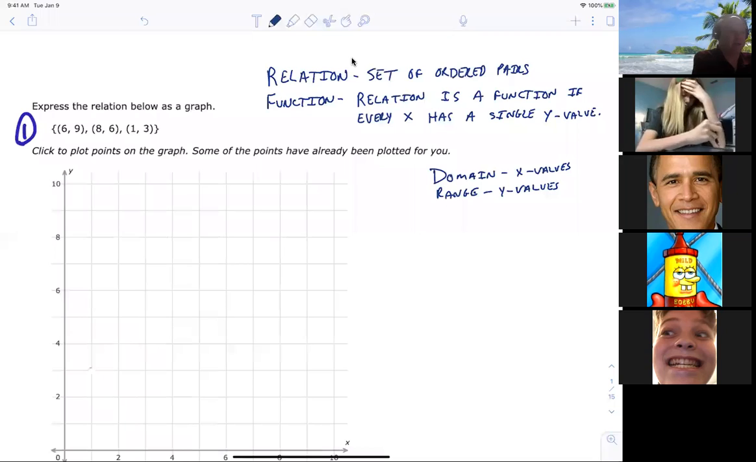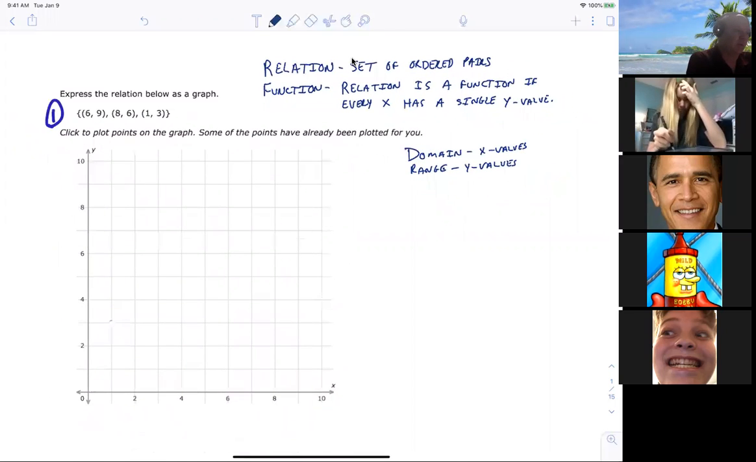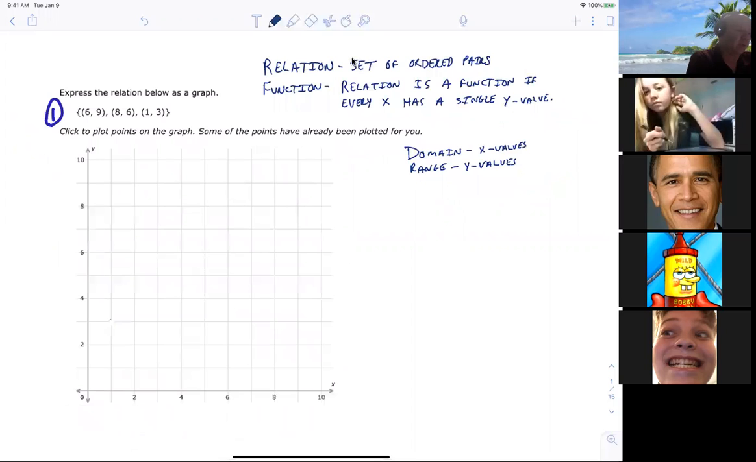And honestly, guys, some of you are going to like this a lot because it's very little math. It's just your understanding of the definitions. And we're just going to plot some points, which everybody knows how to do. So number one, express the relation below as a graph. So now you're just going to plot 3 points. I know everybody knows how to do this, so let's not waste any time.